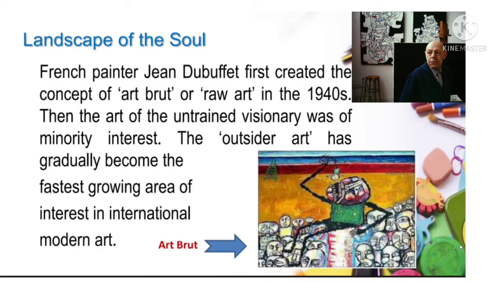French painter Jean Dubuffet first created the concept of art brut. And what is art brut? It is the raw art, untrained version of art in the 1940s. Then the art of the untrained visionary was the minority interest. The outsider art has gradually become the fastest growing area of interest in international modern art.